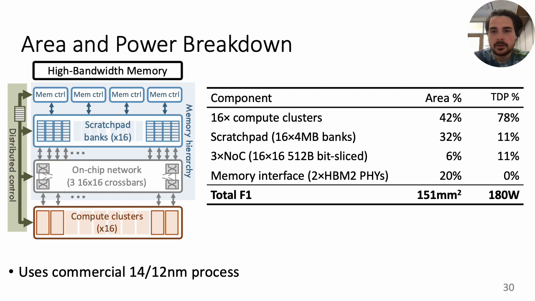Here's the area and thermal design power, or TDP, breakdown for F1. The chip has an area of 151 millimeters squared and consumes a maximum of 180 watts.